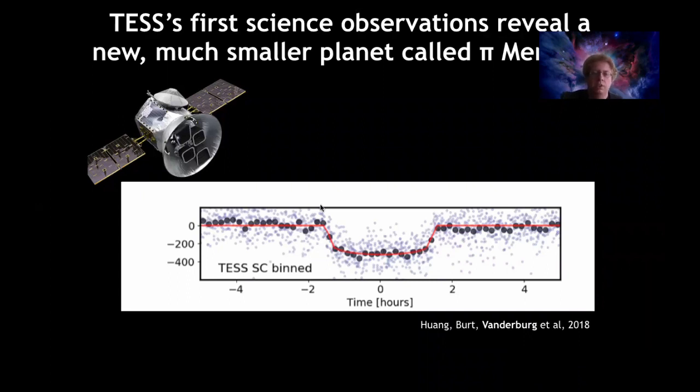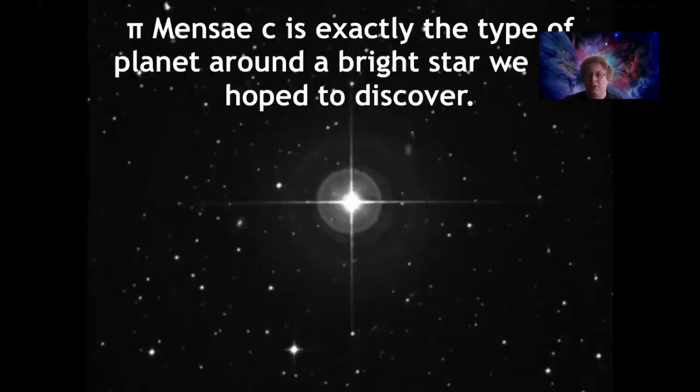And this is what the data from TESS look like. This is the brightness on the y-axis and the time on the x-axis. And you can see this dip that happened over and over again, which we've averaged all of those dips together to show you here. Pi Mensa C is exactly the type of planet that we hoped that we would be able to discover with TESS. We had studied the star for decades. We never knew about this second close-in small planet, but thanks to TESS, now we do, and we can study it and learn all about its atmosphere.